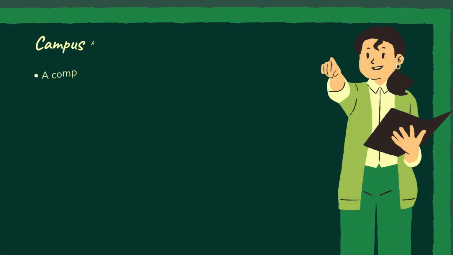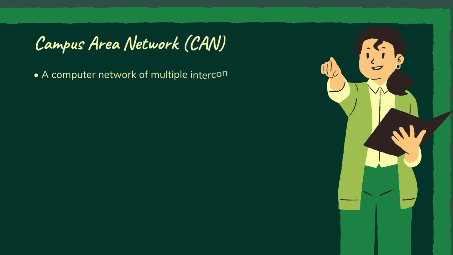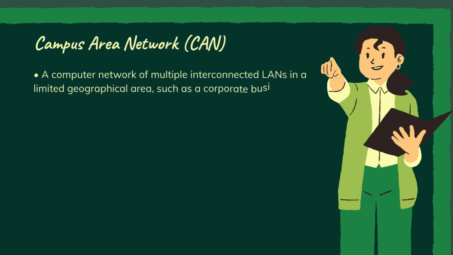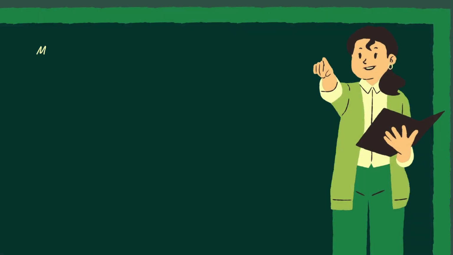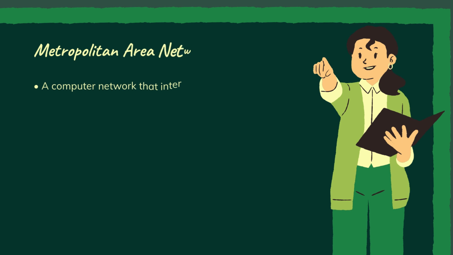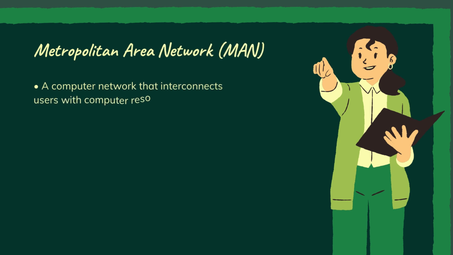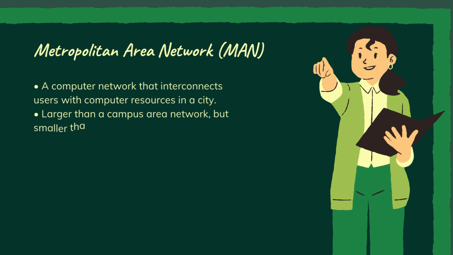Campus area network, CAN. A computer network of multiple interconnected LANs in a limited geographical area, such as a corporate business park, government agency, or university campus. Typically owned or used by a single entity. Metropolitan area network, MAN. A computer network that interconnects users with computer resources in a city. Larger than a campus area network, but smaller than a wide area network.